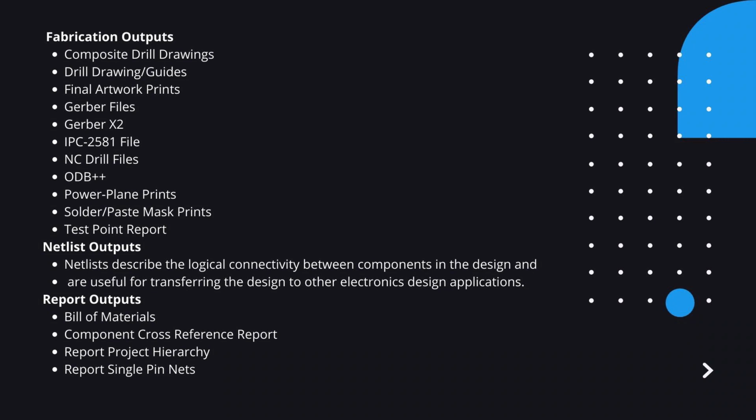Fabrication outputs. An example would be composite drill drawings, wherein drill position and sizes using symbols for the board in one drawing. Drill drawing or guides, wherein drill positions and sizes using symbols for the board in separate drawings. We have final artwork prints, combines various fabrication outputs together as a single printable output.